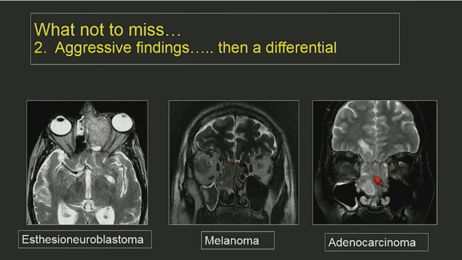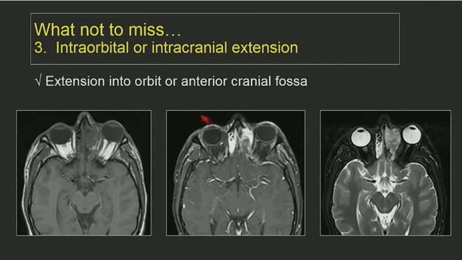And this one has crossed the perpendicular plate of the ethmoid bone, and there is intracranial disease as evidenced by that vasogenic edema. A differential to me is not my responsibility. My responsibility is saying benign or malignant, where it's going, and where I think they can get the answer.